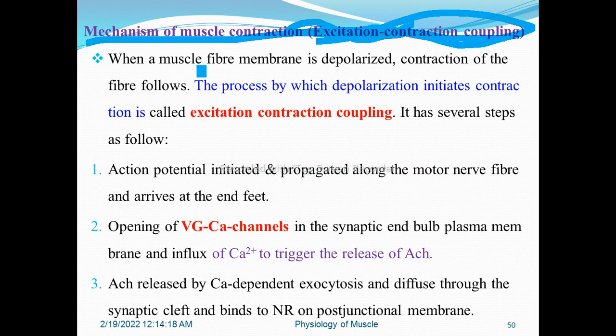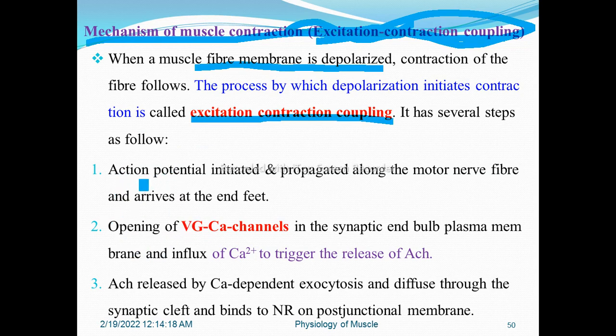When the muscle fiber membrane is depolarized, contraction of the fiber follows. The process by which depolarization initiates contraction is called excitation-contraction coupling. It has several steps as follows. All 13 steps are important for muscle contraction. In general, excitation plus contraction will follow these 13 steps.